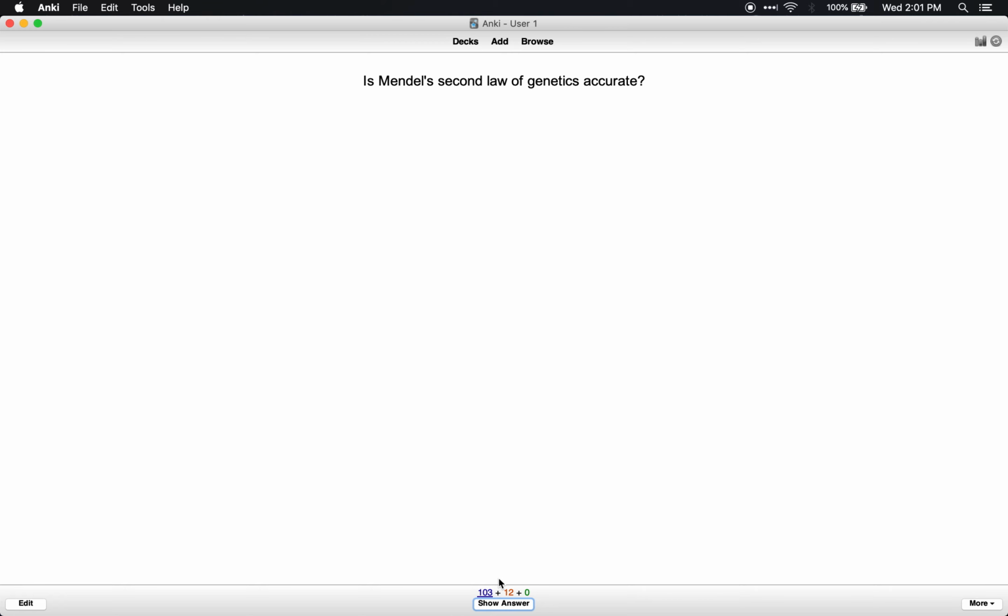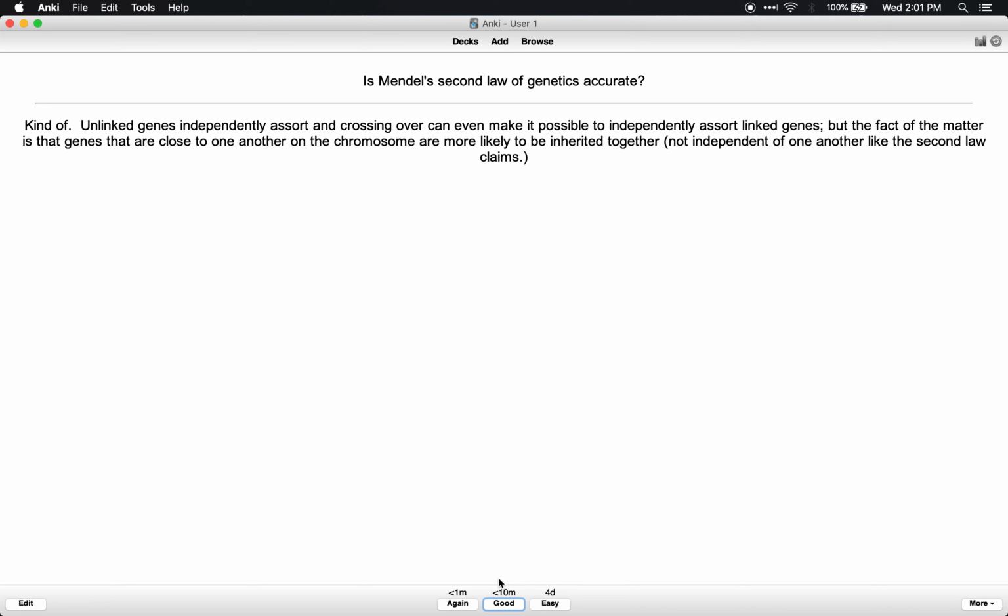Mendel's second law of genetics: genes independently assort. I don't even know what this is saying, so I'm going to skip it.